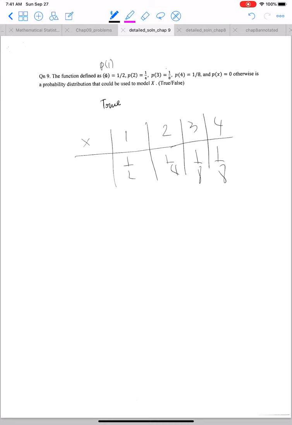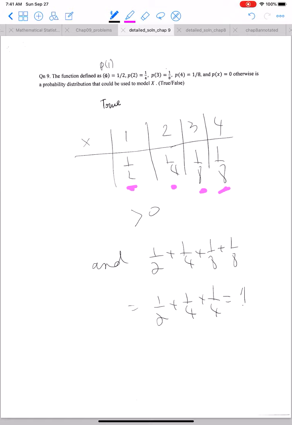The answer is yes, it is a proper probability model, because all these numbers are greater than 0 and they sum up to 1. So you have 1/2 plus 1/4 plus 1/8 plus 1/8, which is equal to 1/2 plus 1/4 plus 1/4, which is equal to 1. So hence it is a proper probability model.